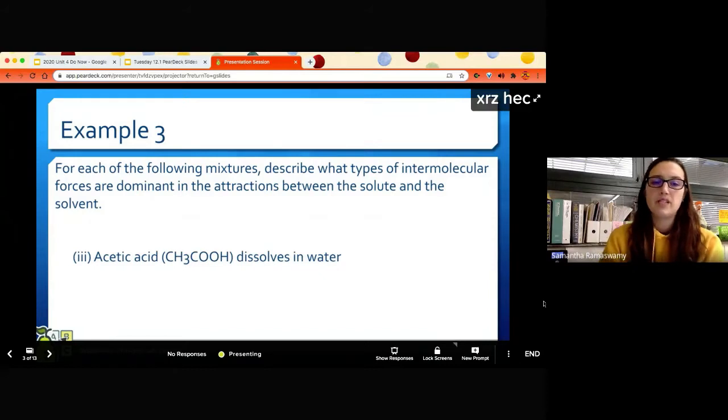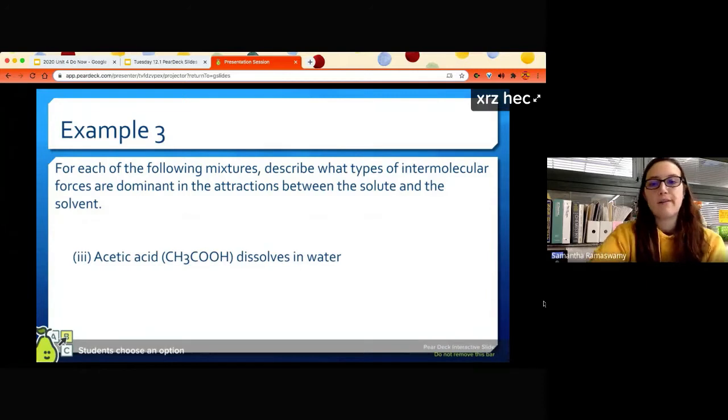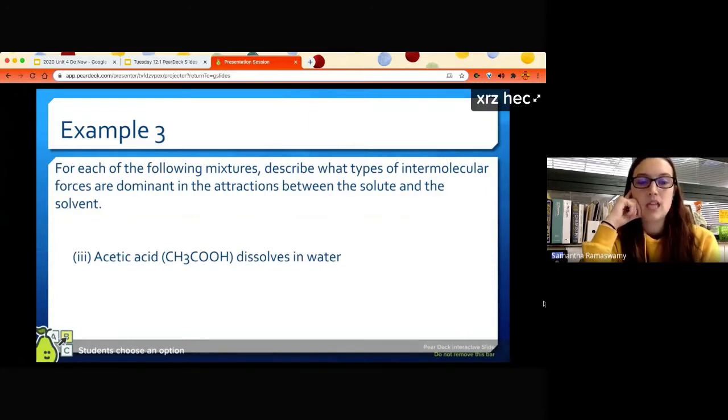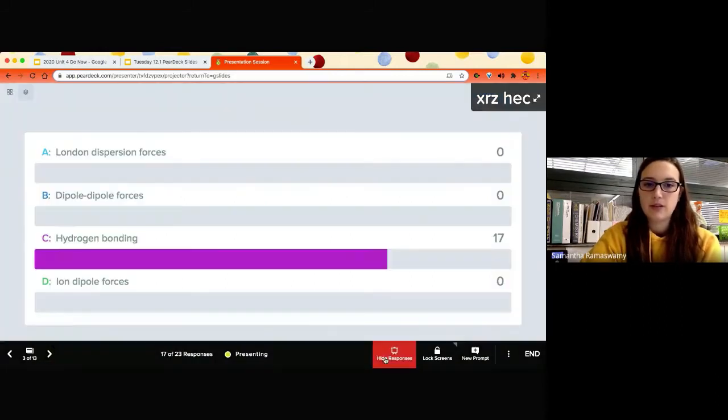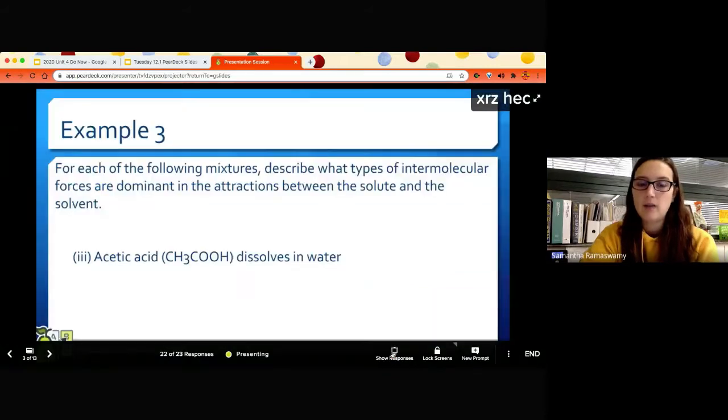So for part 3, we have acetic acid, which is CH3COOH, dissolved in water. What would be the most dominant intermolecular force between acetic acid and water? You want to look at what they both have in common. Good. We already have 17 responses. If we look at these, good. So it looks like a majority chose hydrogen bonding, which is correct.